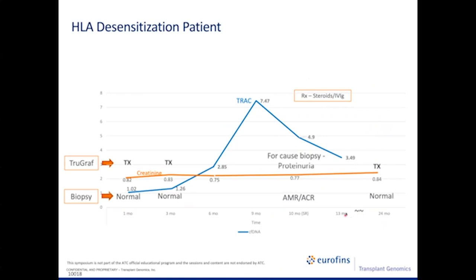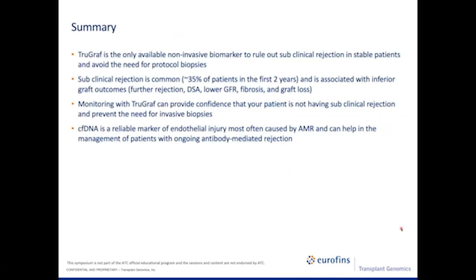Gap in time here from 13 months to 24 months, but by 24 months, still stable function with the same creatinine they started with. The TruGraf assay is back to TX and the biopsy is back to normal. So in summary, I hope the data and some of these clinical examples have shown you that TruGraf is really the only available non-invasive biomarker to rule out subclinical rejection reliably in stable patients. And by doing that, you can avoid the need for protocol biopsies.